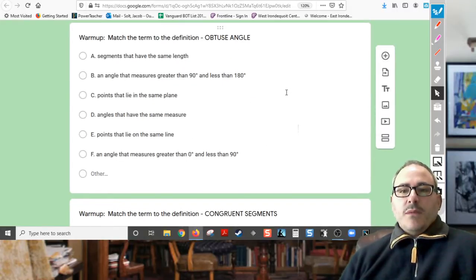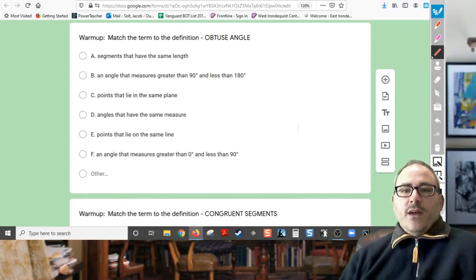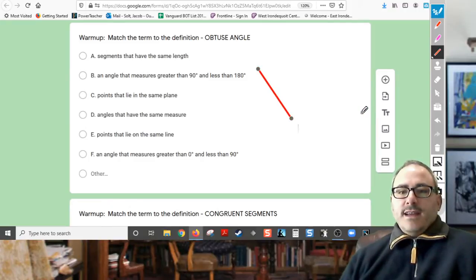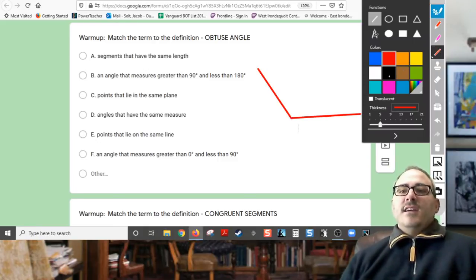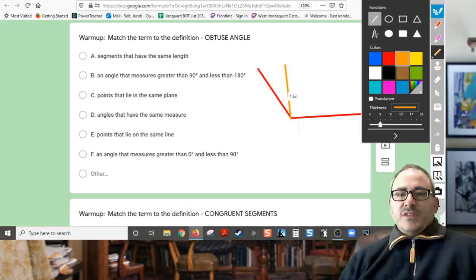Obtuse angle. Remember what an obtuse angle is? Well, hopefully you said it looks something like this. An obtuse angle is an angle greater than 90 and less than 180. So I'm going to try to reproduce approximately what 90 would look like.